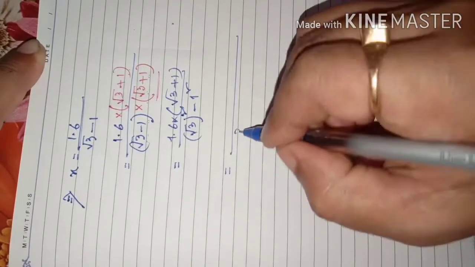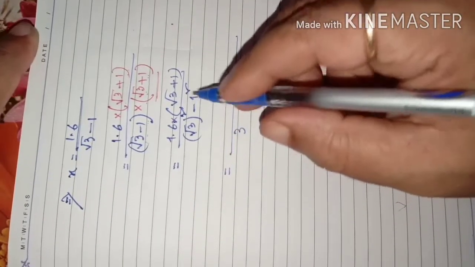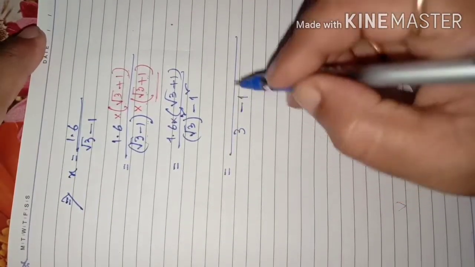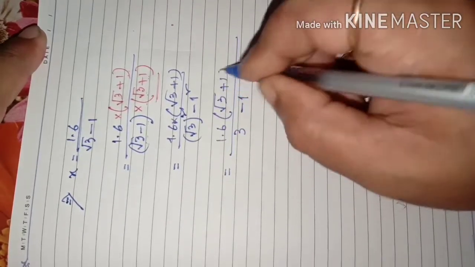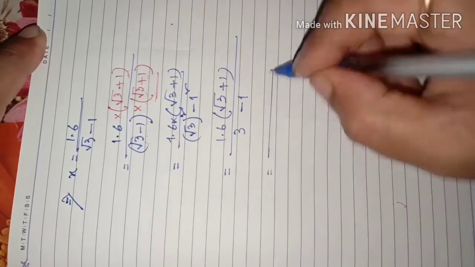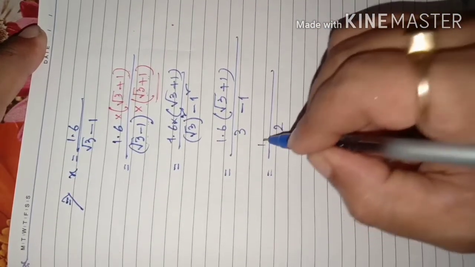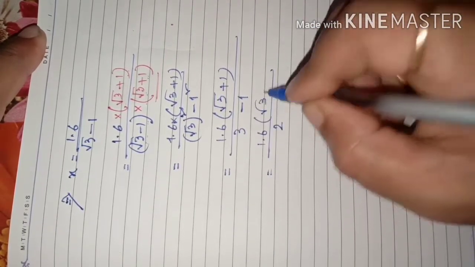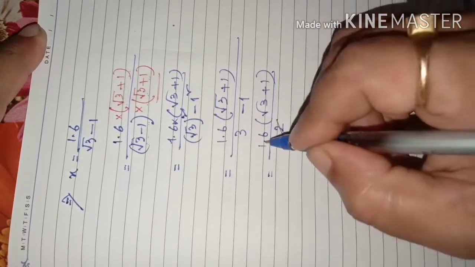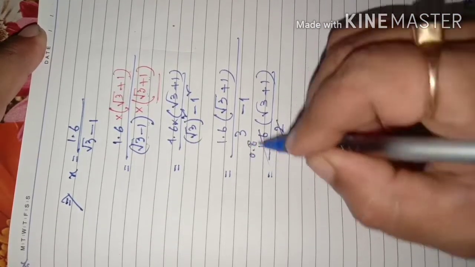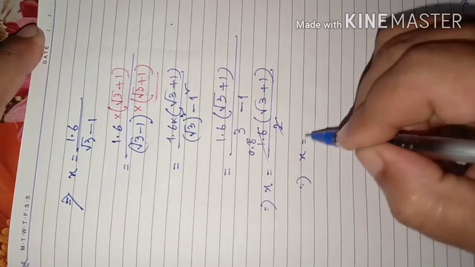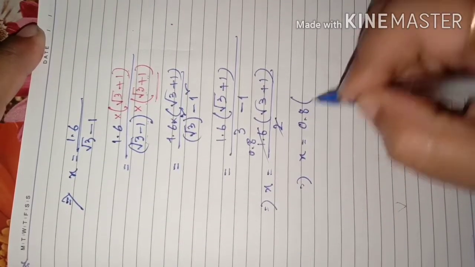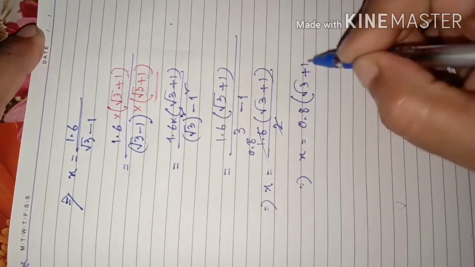Root 3 square is 3, root 3 into root 3 is 3, minus 1 square is 1. So here is 1.6 into root 3 plus 1, leave it as it is. 3 minus 1 is 2. So 2 divides 1.6 to give 0.8. So that is x. So x is equal to 0.8 into root 3 plus 1 meter.